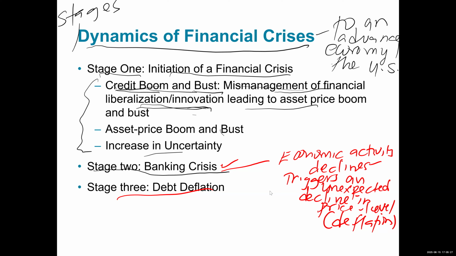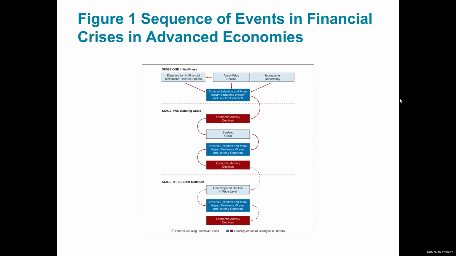Okay, so let's go on. I'm going to represent the stages I talked about in a diagram. Here are the stages. First, we talked about the deterioration in financial institution balance sheets. This is where banks are giving out bad loans, credit booms and busts. Customers don't pay back, and that affects their balance sheets. Then asset prices decline, because once banks start having problems, asset prices like housing prices go down, and that increases uncertainty. That leads to adverse selection and moral hazard in the debt market and even in the equity market.